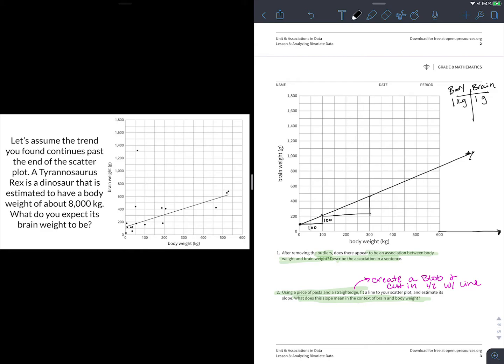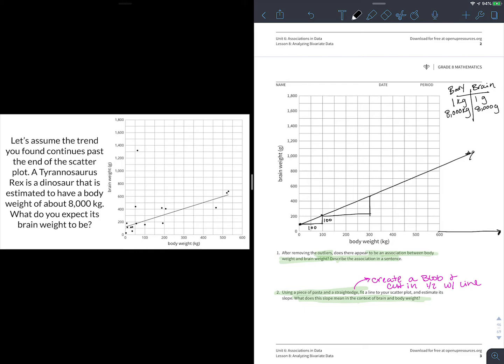So if we're thinking about an 8,000 kilogram body, we might expect to see that also around 8,000 grams. So just kind of making sense of that. Now again, that doesn't necessarily mean it's going to be true, but that's a predictor line, and you use that slope and the line to kind of help you make all those decisions.